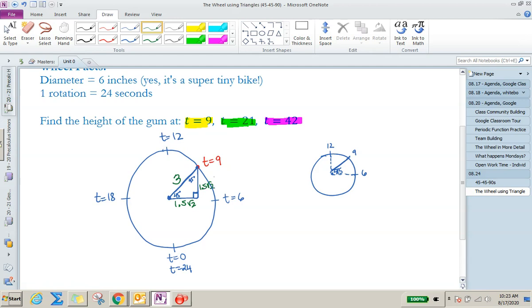So then the question is, how high is the gum? The gum is this red point here from the ground at t equals 9 seconds. So we want to find this height. So what do you think that height is?